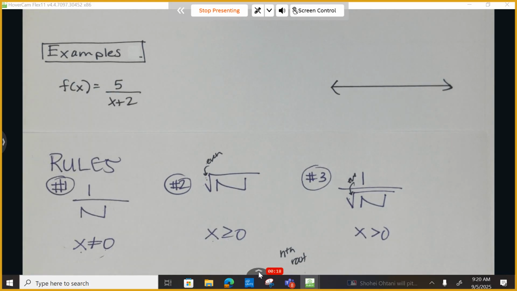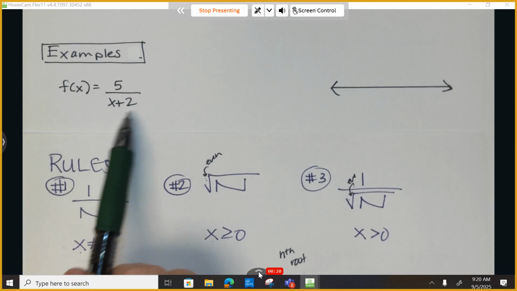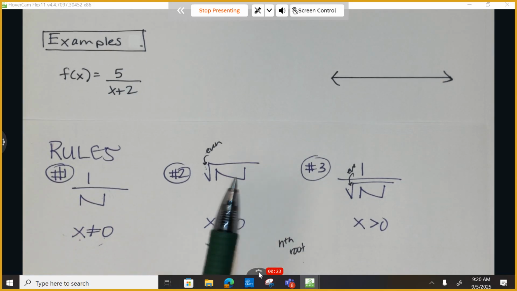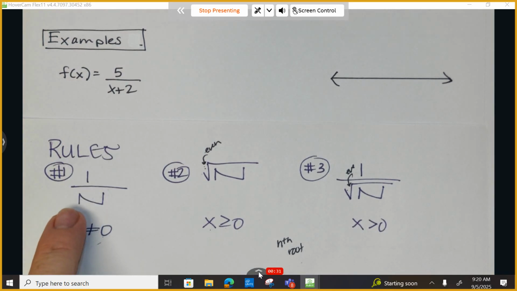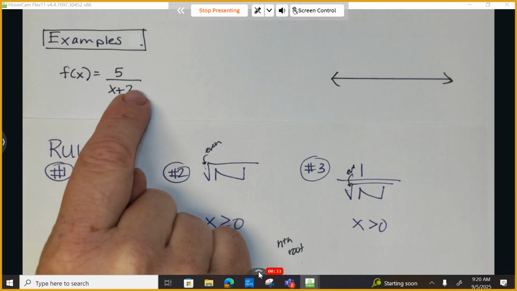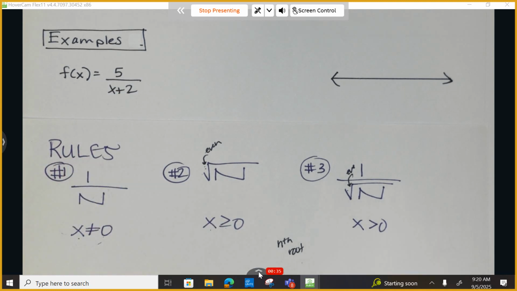You were just watching if you were in front of me. When I look at this, the very first thing I need to do is glance and see that I don't see any radical. So I can eliminate the chance of it being rule 2 or rule 3 that needs to be applied. Then I look at rule 1. Rule 1 says if there's any type of variable in the denominator, I need to apply rule 1.